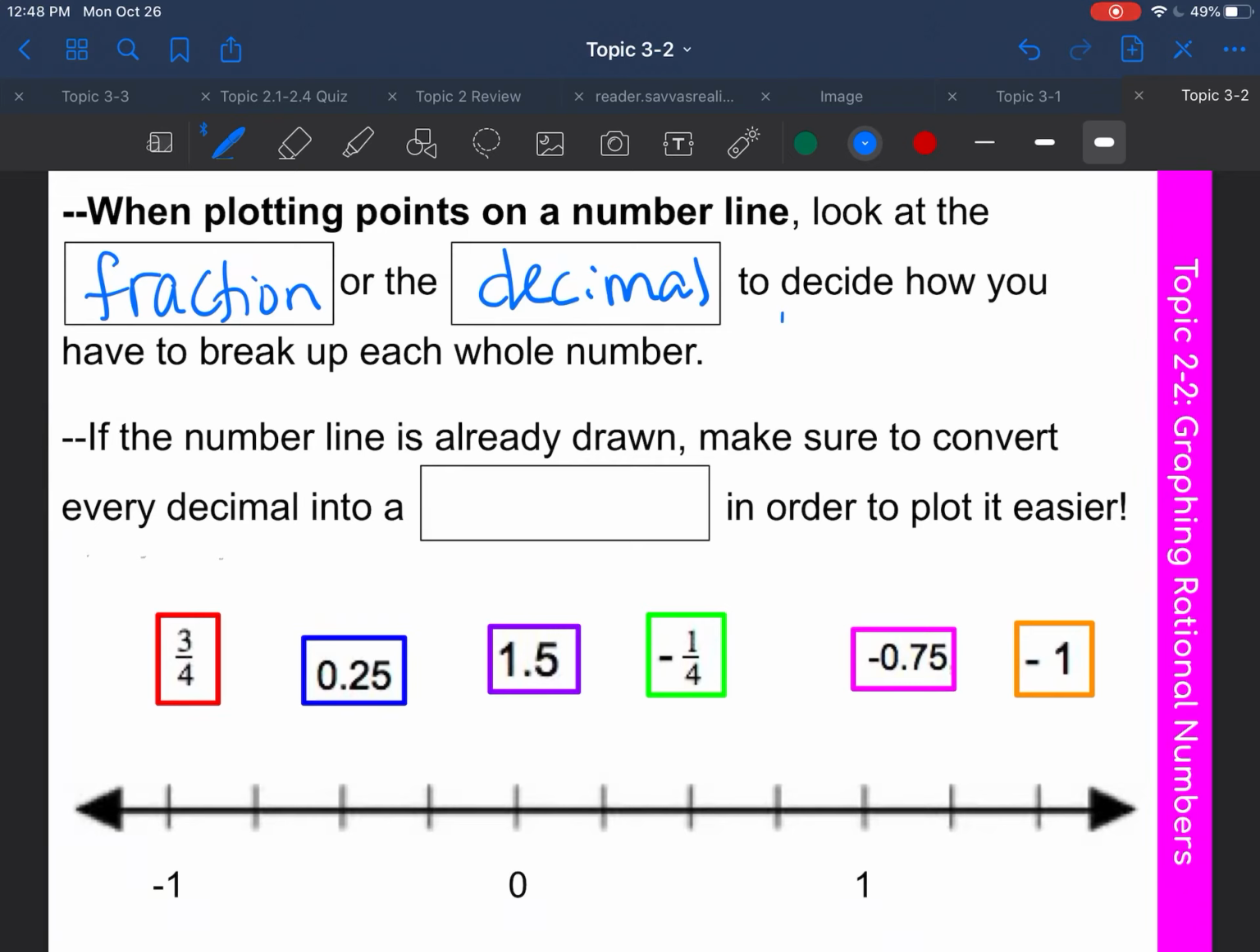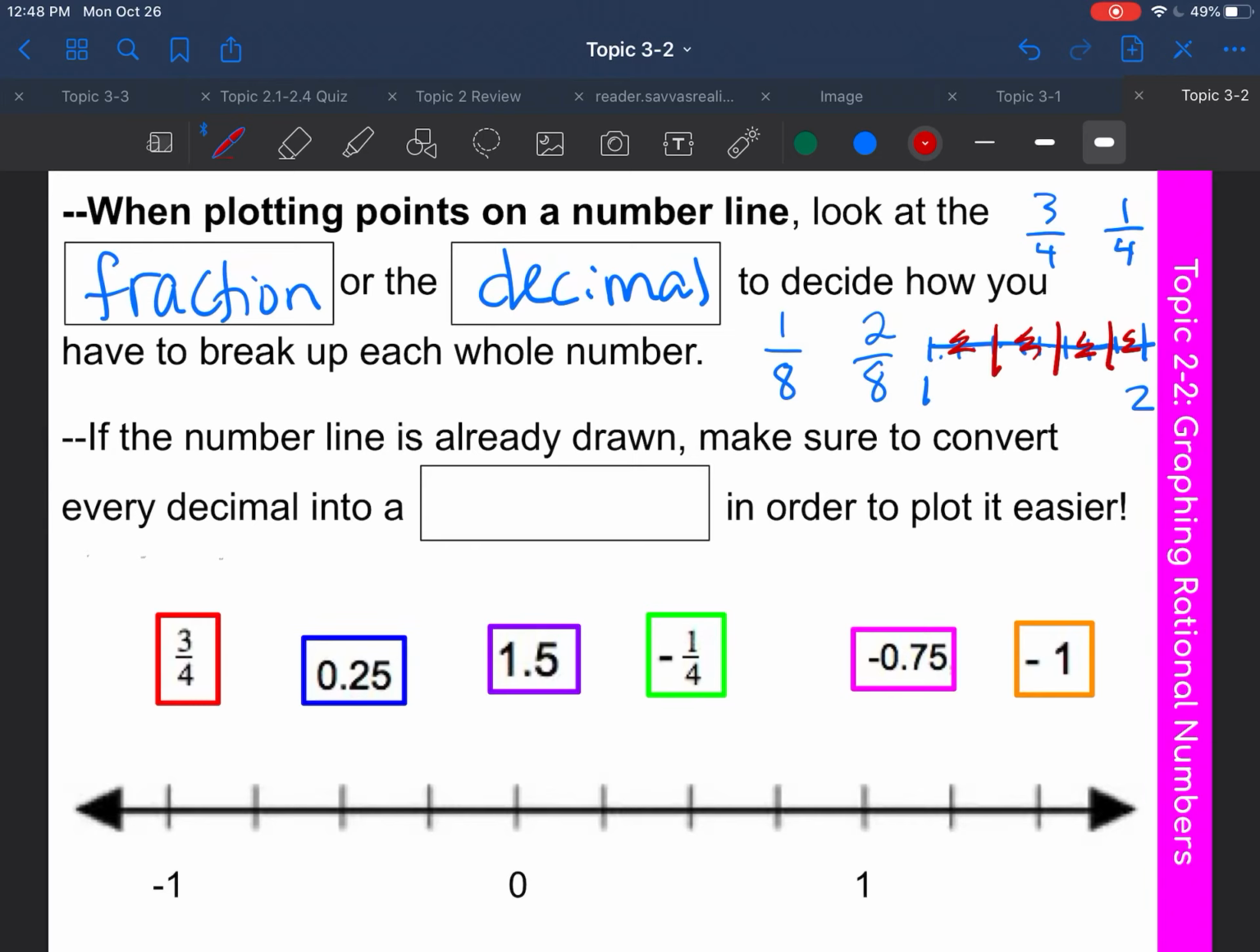So for example, if all the fractions are in eighths, you know you want to break up each whole number into eighths. If this is 1 and this is 2, 1, 2, 3, 4, 5, 6, 7, 8. Perfect. If it's 3/4 and 1/4, you know you want to break up each whole number into fourths. 1, 2, 3, 4. Okay, so it just depends how you have to break it up.